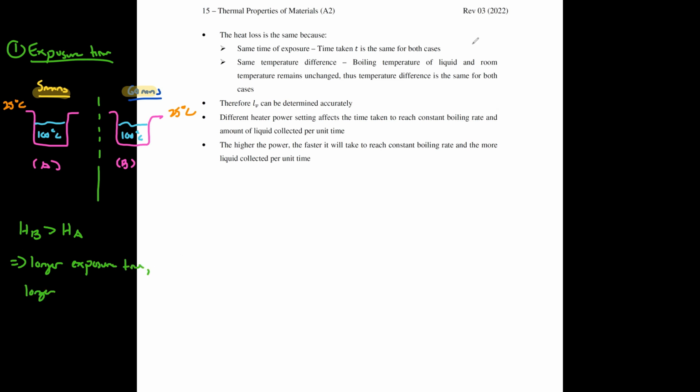When you have a longer exposure time, you have more time for heat to be lost to surroundings. For beaker A, your heat loss was only for 5 minutes. But for beaker B, your heat loss was for 60 minutes.